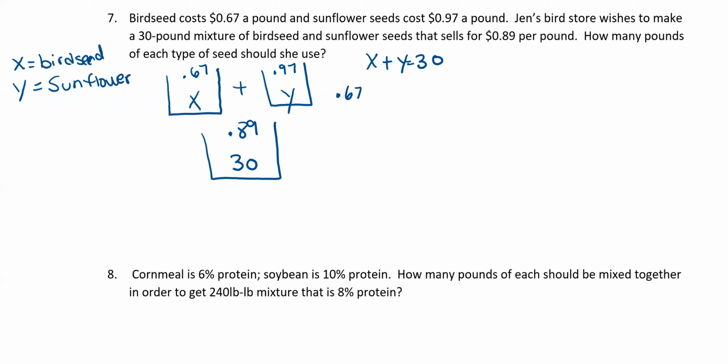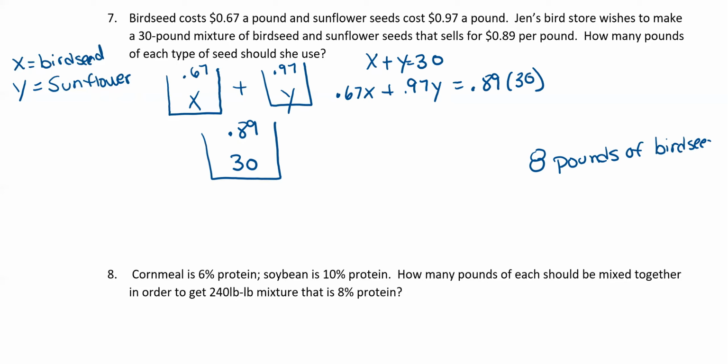and 67 cents times the bird seed plus 97 cents times the sunflower will equal 89 cents times 30 pounds. Again, you can use substitution or elimination, but the answer would be 8 pounds of bird seed and 22 pounds of sunflower seeds.